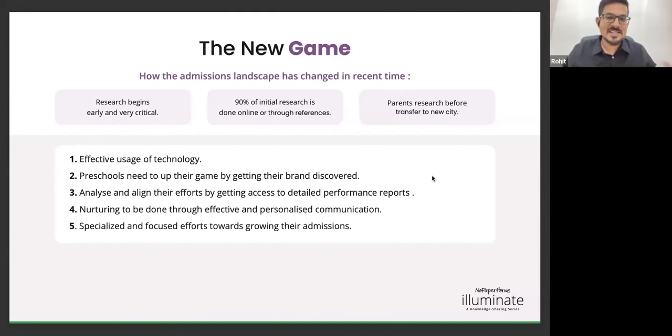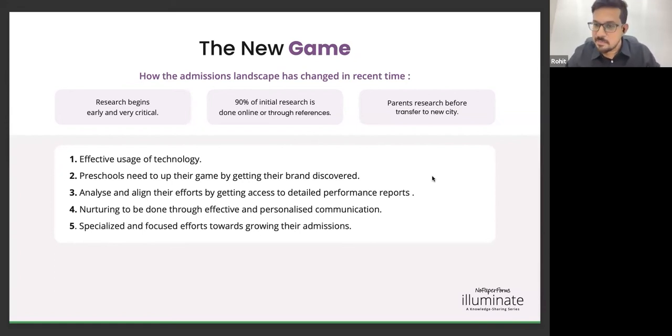Now, online research I just mentioned, references. If I'm asking my friend or my friend is influencing me, there's a high chance that he or she has also done the research online, right? So it's evident that online research, or the use of technology, is very important. And not only standalone, but through references, it influences heavily which school a parent chooses.